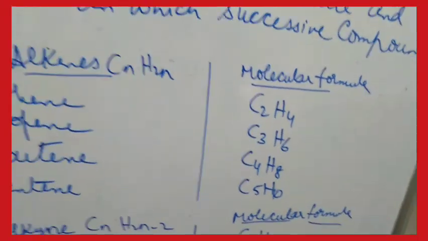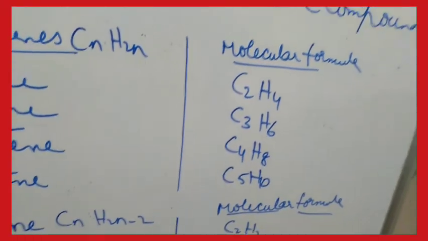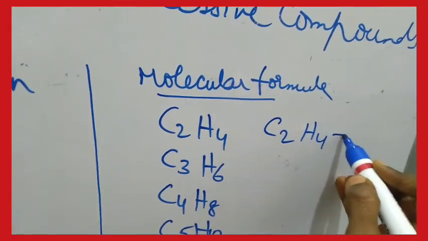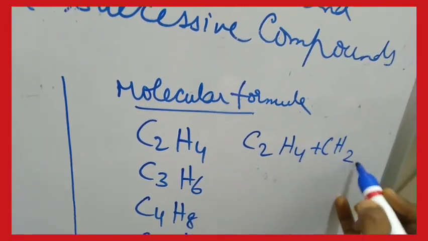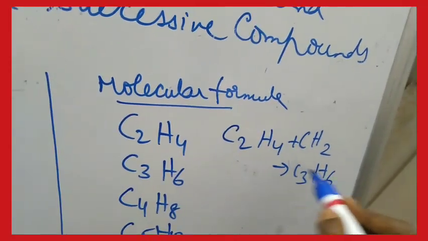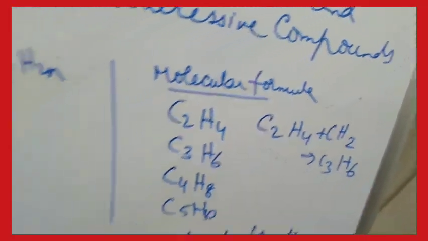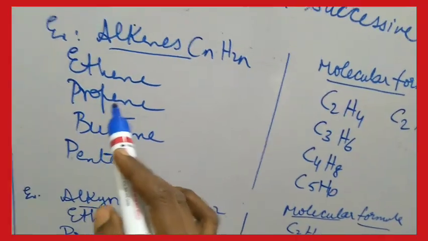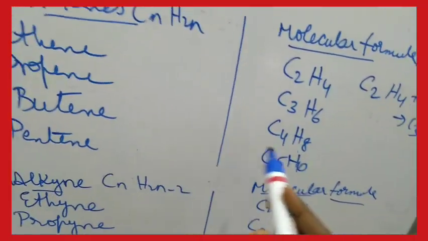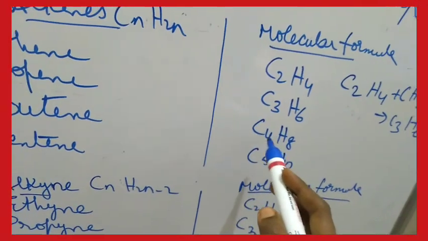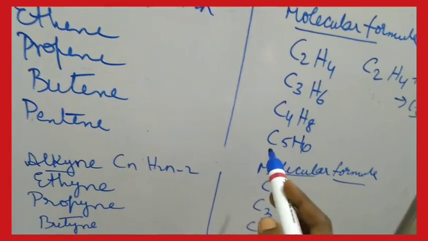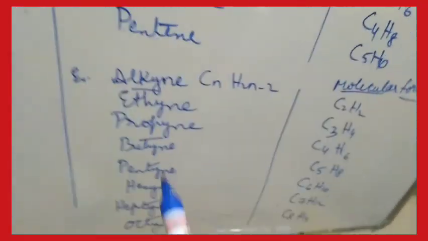So C2H4 plus CH2, you will be getting C3H6. So the difference between this and this is CH2. The next one, after propene, if you add one more CH2, you will be getting butene, C4H8. Again for the C4H8, if you add one more CH2, you will get pentene, C5H10. Like that you can add up the numbers.